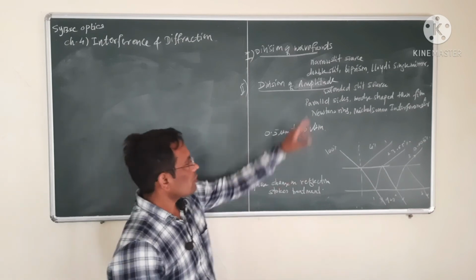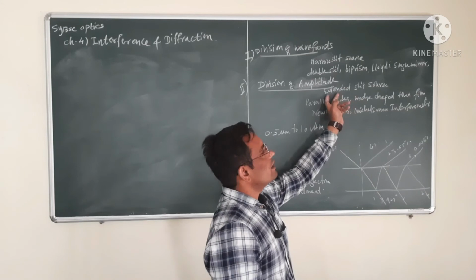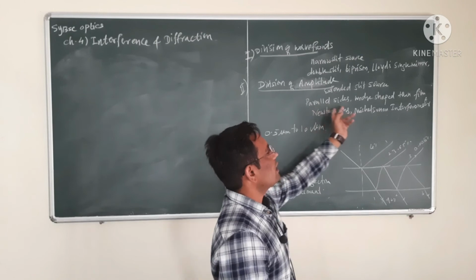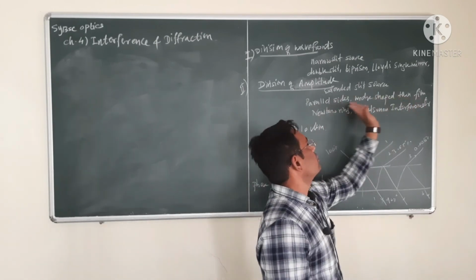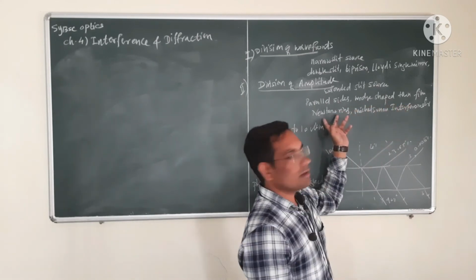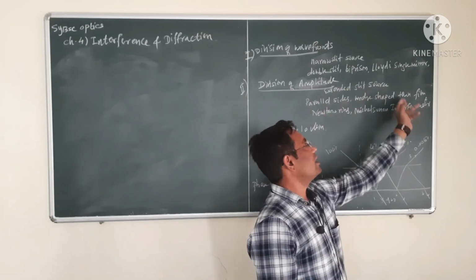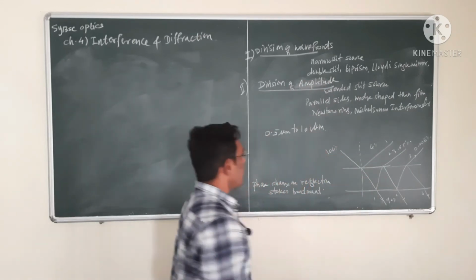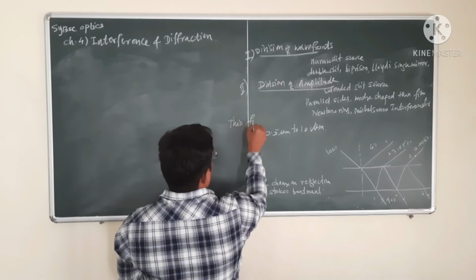Here, to get division of amplitude, the source must be an extended source. Examples are parallel sided and wedge shaped thin films, which we are going to study in detail. Others are Newton's rings and the Michelson interferometer. So interference obtained by these experiments is division of amplitude. Next one, thin film.